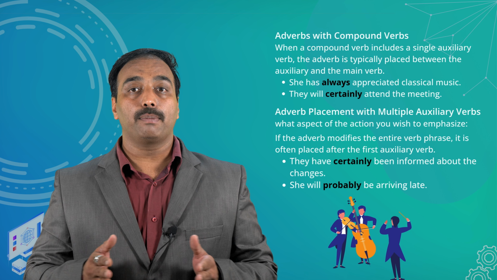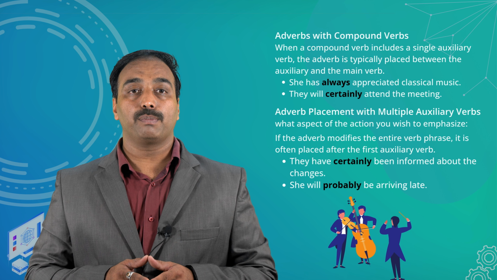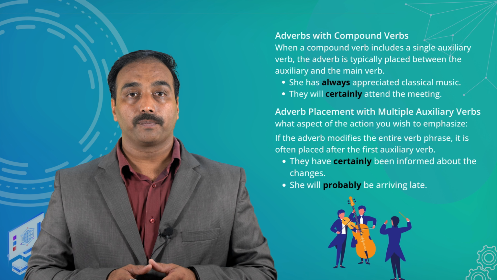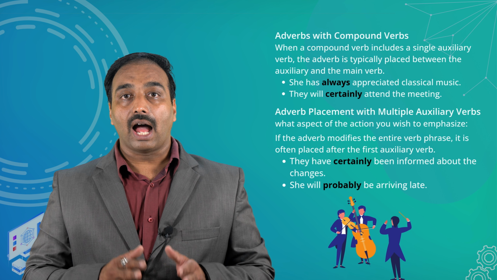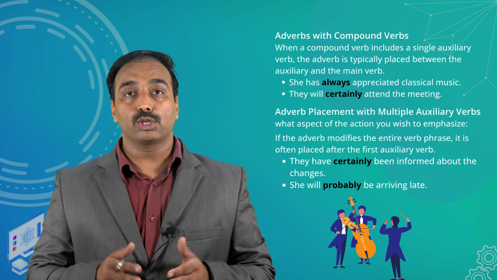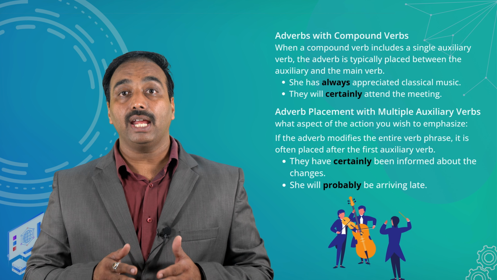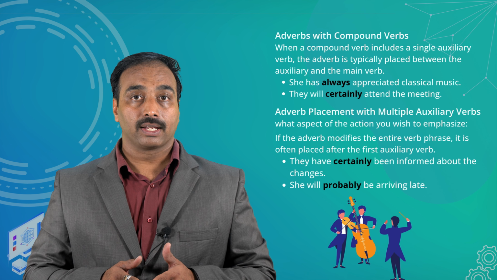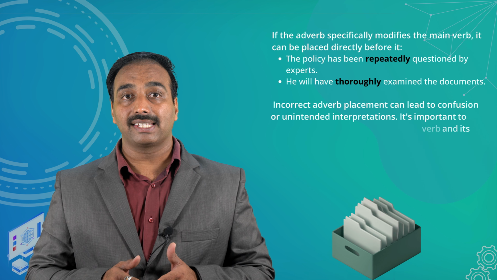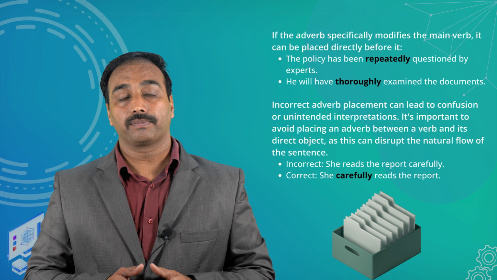Adverb placement with multiple auxiliary verbs. In constructions with multiple auxiliary verbs, the placement of the adverb can vary based on what aspect of the action you wish to emphasize. After the first auxiliary verb, if the adverb modifies the entire verb phrase, it is often placed after the first auxiliary verb. For instance, they have certainly been informed about the changes. She will probably be arriving late. Here, the adverb influences the entire action, suggesting certainty or probability about the action.